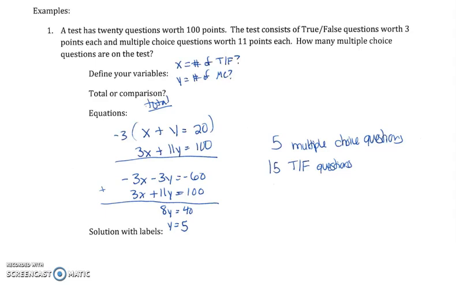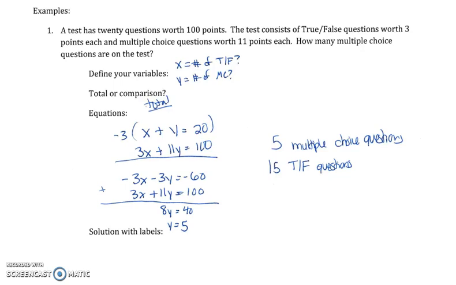X is true or false, Y is multiple choice. Those can be different variables, those can be written in the opposite order, it doesn't matter. That's the way that I chose to set mine up. Is it a total or is it a comparison? And I answered total. This is why when I go back in there, I see that the first sentence says a test has 20 questions. 20 questions is one total, worth 100 points. That's another total.